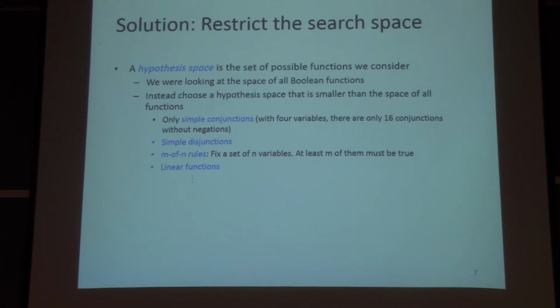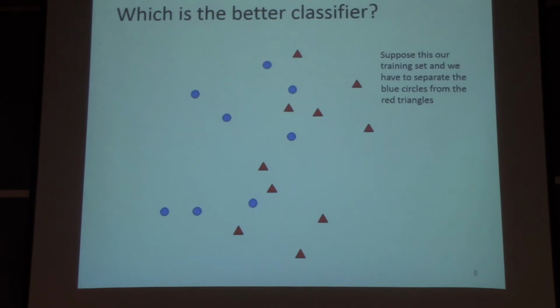Another such hypothesis space is the space of linear functions. Linear functions are very interesting because they have some very cool geometric properties, and some very interesting properties with respect to optimization, and let's see why. One example: let's say you have some training examples. I want to separate the set of blue points from the set of red triangles, and I want you to tell me which of these classifiers is better.